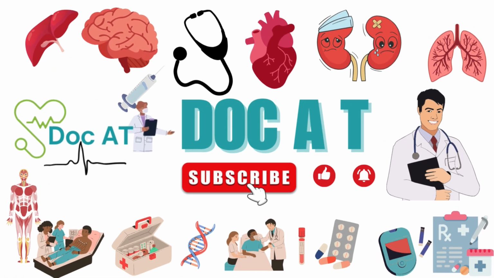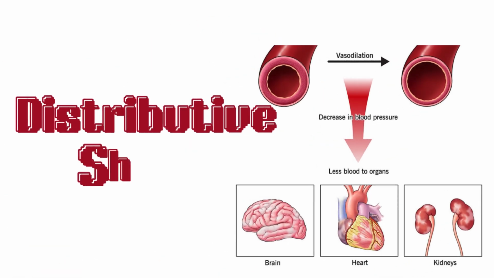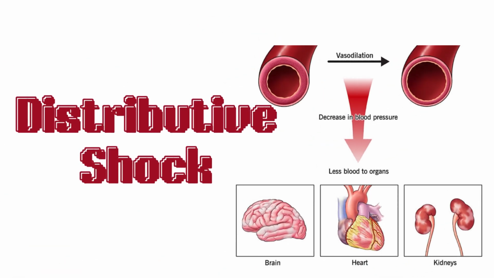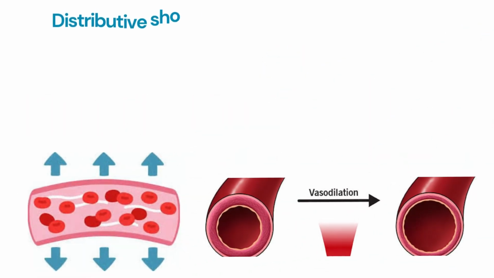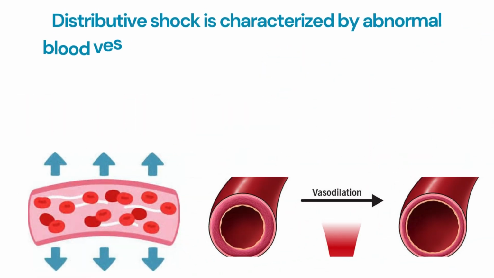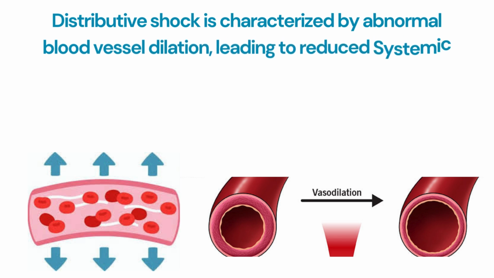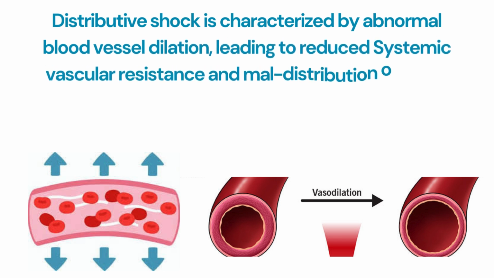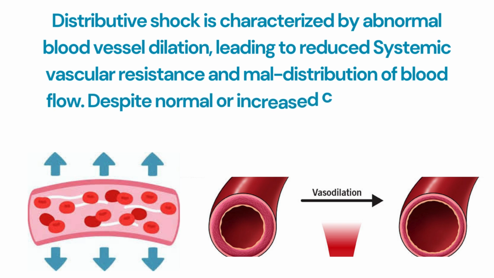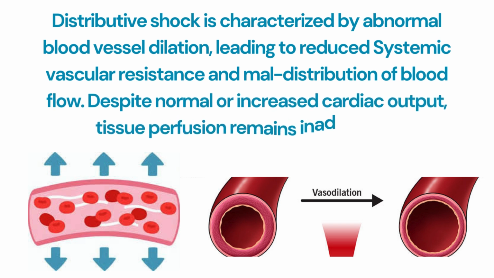In today's video, we're diving into the critical topic of distributive shock. What it is, why it happens, and how to respond effectively. Let's break it down together. Distributive shock is characterized by abnormal blood vessel dilation, leading to reduced systemic vascular resistance and maldistribution of blood flow. Despite normal or increased cardiac output, tissue perfusion remains inadequate.